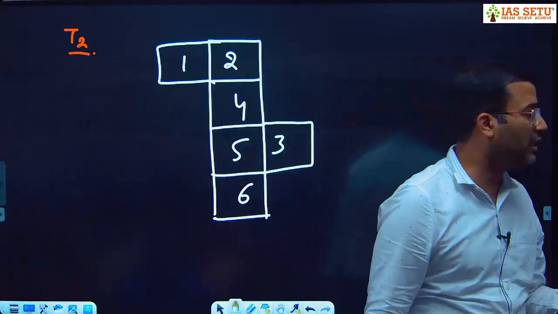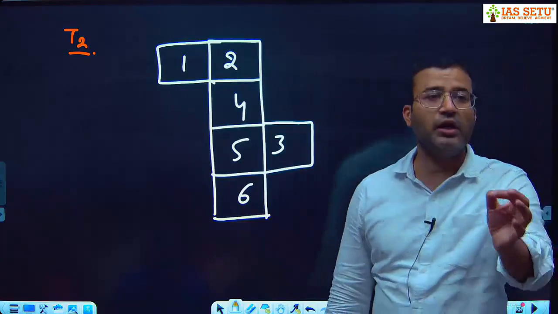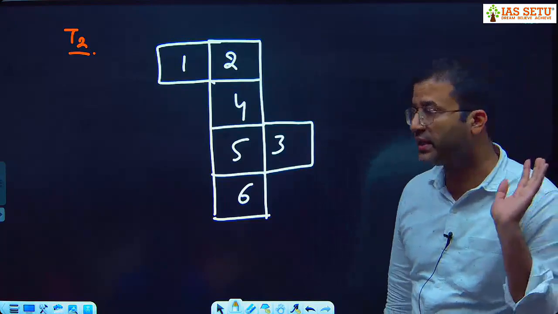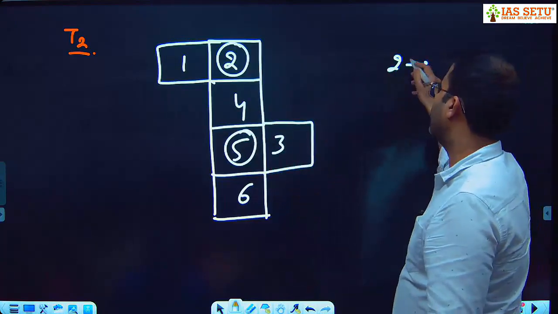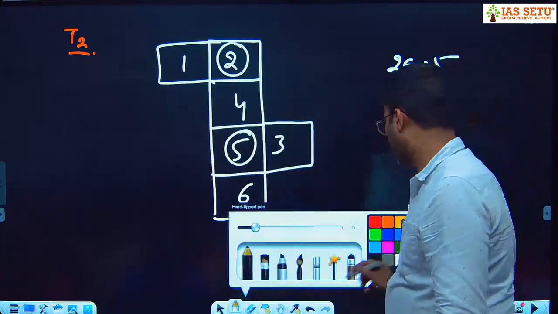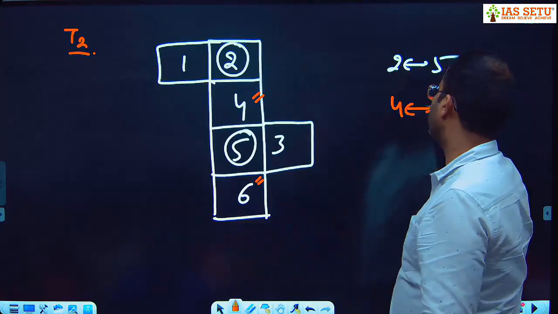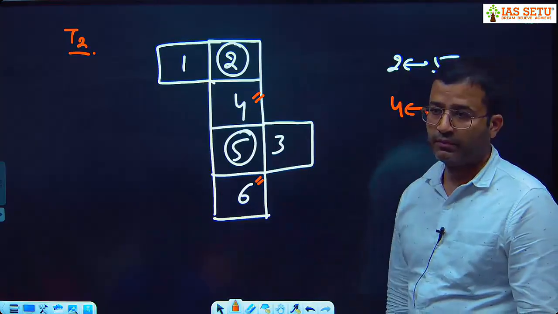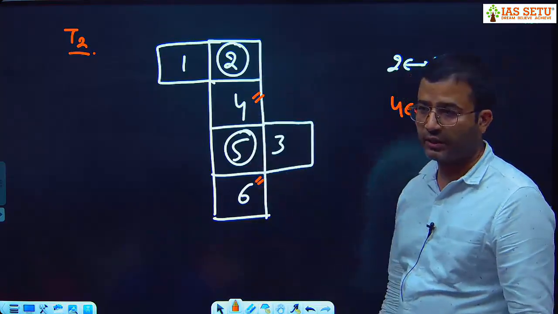First, we take help of type 1. What does type 1 say? In a column, alternate faces are opposite. That is applicable. So can we say 2 and 5 are alternate? So 2 and 5 are opposite. Here 4 and 6 are alternate, so 4 is opposite of 6. It is easy. 2 and 5 alternate, 4 and 6 alternate.